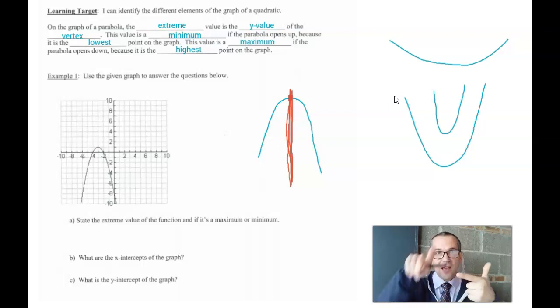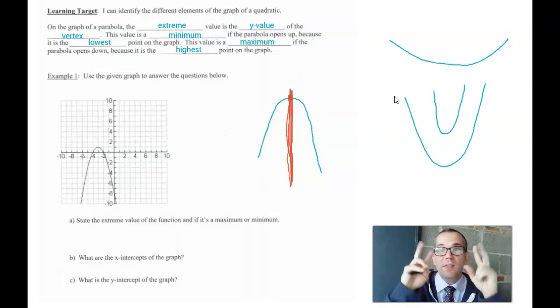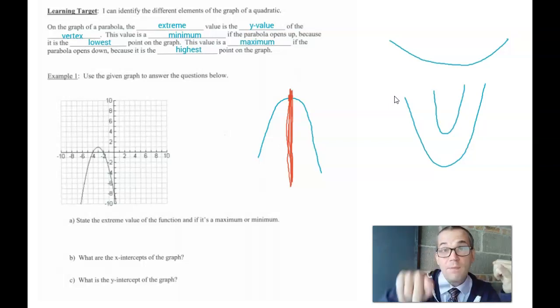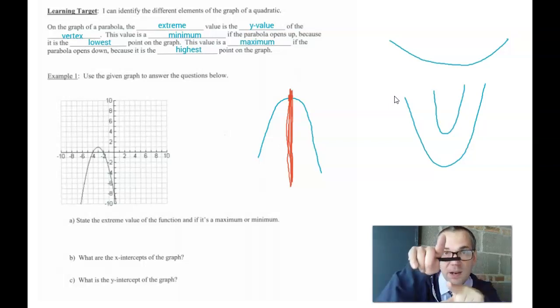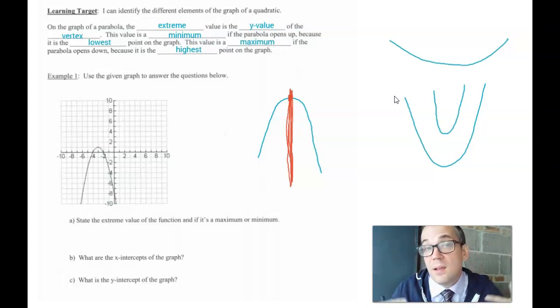If I asked you, does this have a maximum or a minimum? You would know it has a maximum. That's the common sense part. The math part is now for you to know that value is the y value of the vertex. The maximum value of this is the y value of the vertex. If I gave you a graph that opened like this and said, hey, does this have a max or a min? You would know, okay, obviously it has a minimum. But the mathy part is for you to know, again, same thing, y value of the vertex.